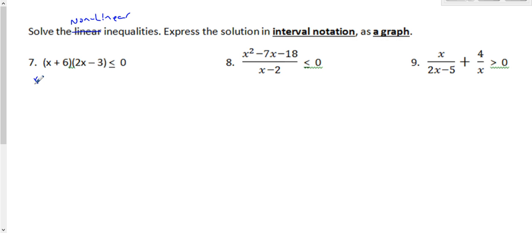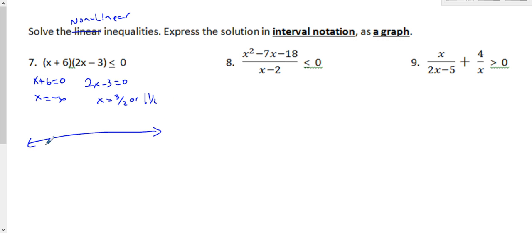So we are going to just set each one equal to 0. For x plus 6, we will get x equals negative 6. And for 2x minus 3 equals 0, we will get x equals 3 halves, or 1.5. On the number line, we will have negative 6. We have our 0, and we have our 1.5. These are solid dots because of the inequality there. So we have a solid dot there and a solid dot there.